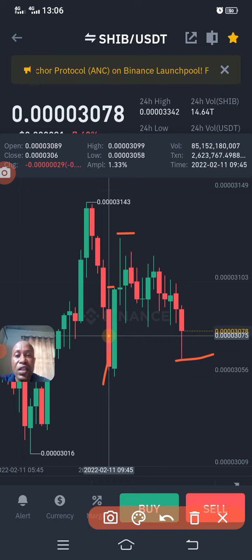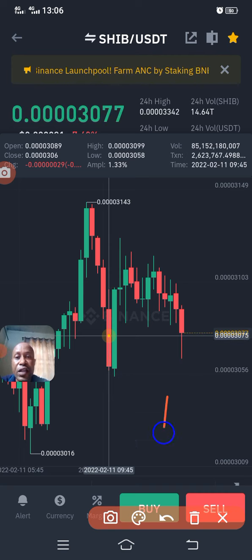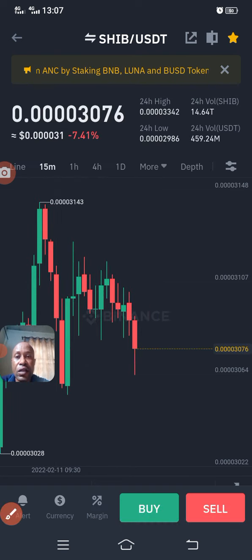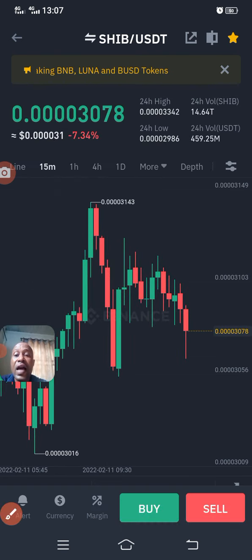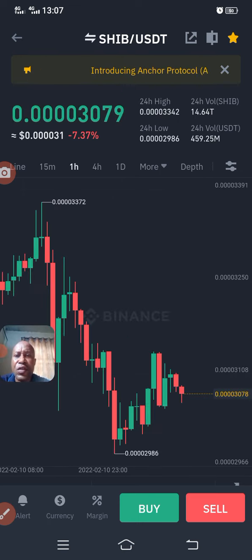And you can see, if you check this market now on 5 minutes, you will see that it is buying in 5 minutes. So as a scalper, you can actually use your 15 minutes to trade. The same thing can be seen in 1 hour, what I'm just teaching you.